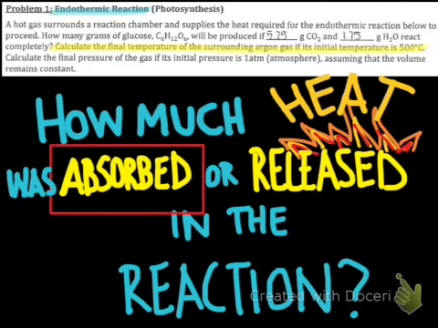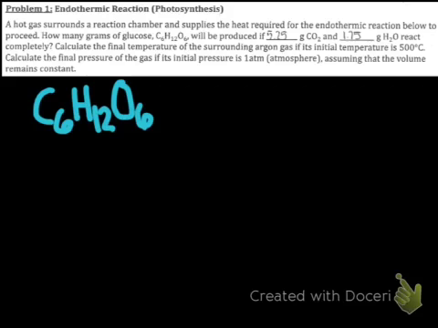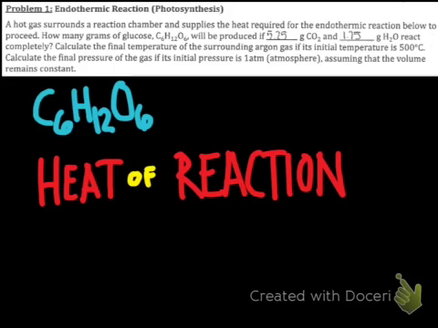So now let's look at glucose. Now glucose, it's the product of the reaction, so you could say after the heat was taken in during the reaction, glucose was produced. So that's why we're going to look at glucose right now. So to find the amount of heat that was used during this reaction, we will have to find the heat of reaction for glucose. And now the heat of reaction is the amount of heat released or absorbed by 1 mole of a product.